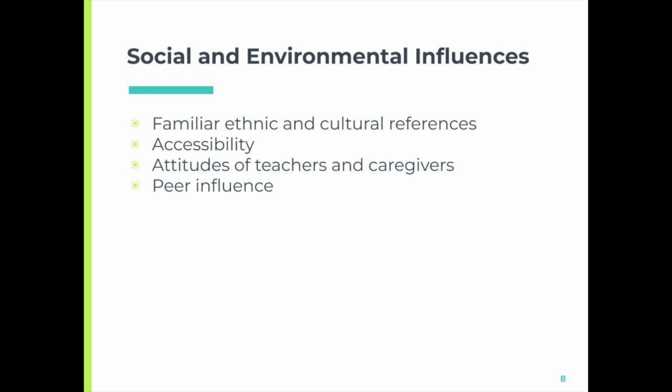Accessibility is another, maybe more obvious issue. Children with access to a wider variety of books tend to read more widely, while children who only get to choose books from an underfunded, outdated library once a week during the school year have narrower and often decreased interest in literature. Attitudes of teachers and caregivers are also important.